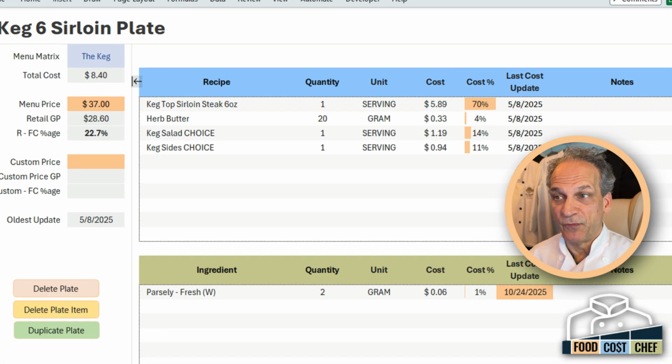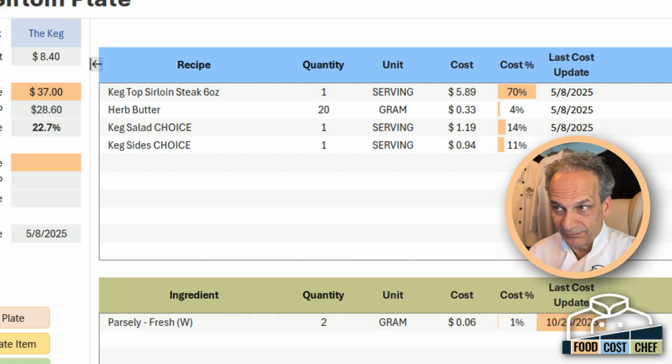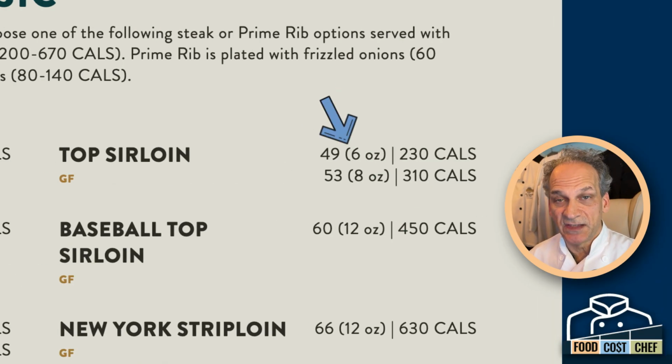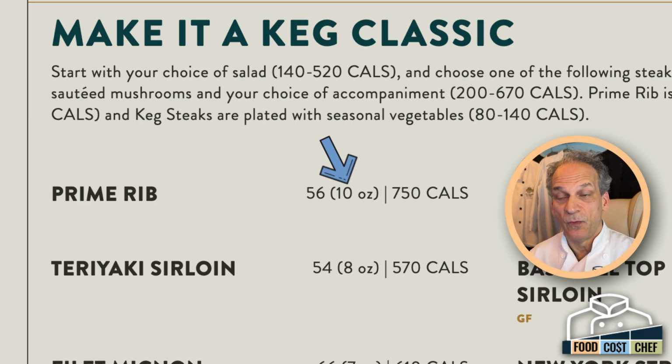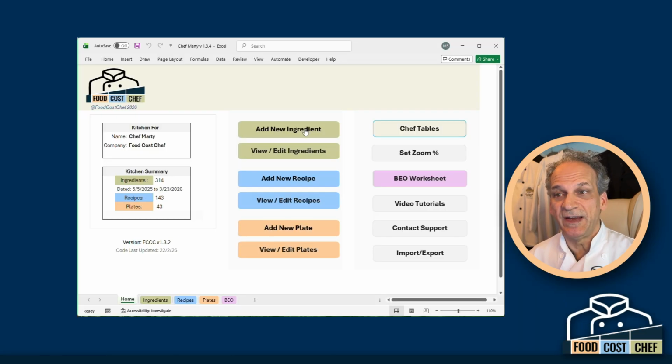Watch this. If we look at the steak recipe, that is raw meat going into the recipe. The customer sees 6 ounces on the menu, but that is raw weight. With the prime rib, it says 10 ounces, which is the cooked weight. The customer expects and deserves a 10-ounce portion. So we need a base recipe that accounts for cooked weight.